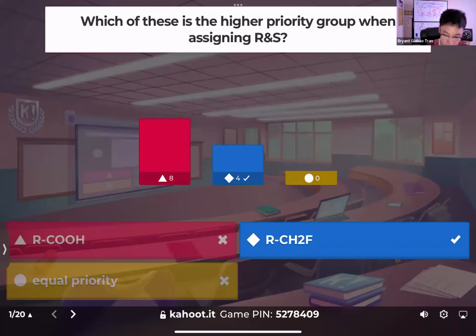The red carbon is attached to oxygen 3 times because COOH is a carboxylic acid. If you look at the structure of a carboxylic acid, there's a double bond to oxygen and a single bond to oxygen. So it's bonded to oxygen 3 times. But the right one, that carbon is attached to a fluorine 1 time and a hydrogen 2 times. And fluorine has a higher atomic number than oxygen. So the hydrogens there are just there to trick you. Fluorine beats oxygen in atomic number, so fluorine would make that the higher priority group.